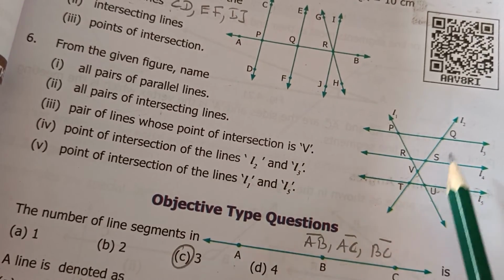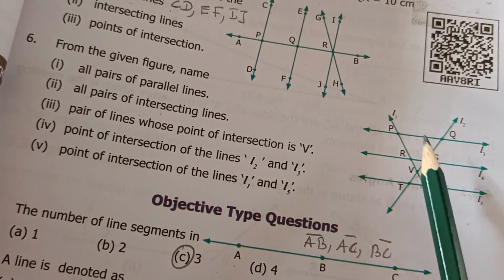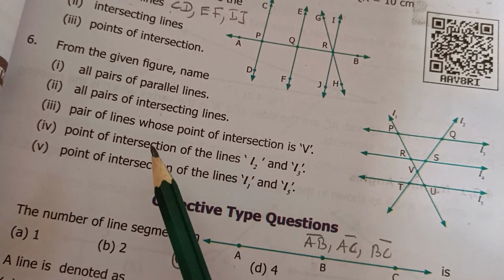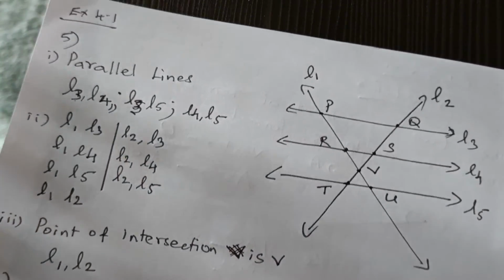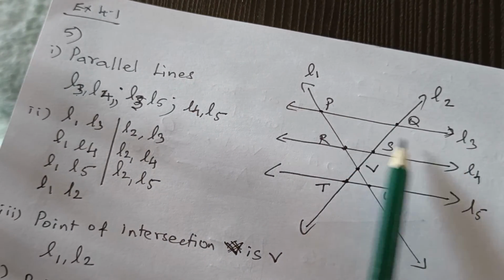This line is L1, this line is L2. And this is L3, L4, L5. Where they are meeting each other, we have to write the point. So we'll take the diagram. I've drawn the figure here. Now let us find, first, the pairs of parallel lines. Which are parallel? These 3 lines are parallel.